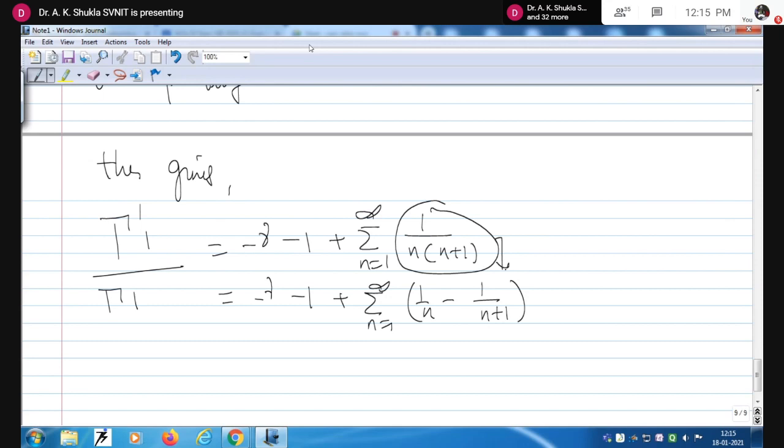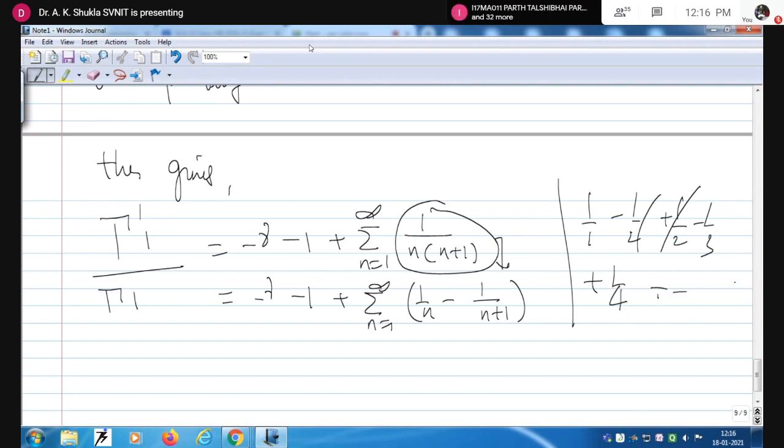Now go for the summation. So 1 upon 1 minus 1 upon 2, clear? Then plus 1 upon 2 minus 1 upon 3. So this will cancel out. Then here you get 1 upon 4, and so on. Ultimately, the terms will cancel out and you will get the term 1 upon 1.